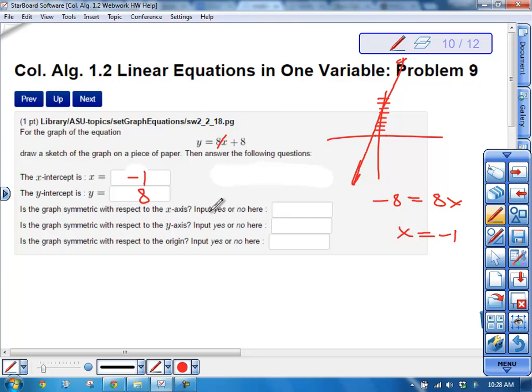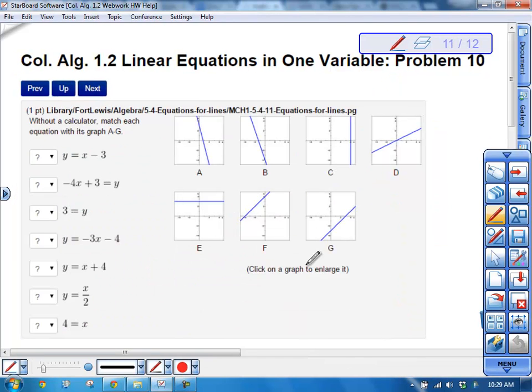Okay, and the graph, is the graph symmetric to the x-axis? No. Right, because this point would have to be over here. It would have to look something like that, it would be reflected over the x-axis. Is it symmetric to the y-axis? No. Symmetric with respect to the origin? No. And don't worry too much about symmetry for this section. That was kind of an added question that I didn't really mean to put in there. So we'll talk more about symmetry later.